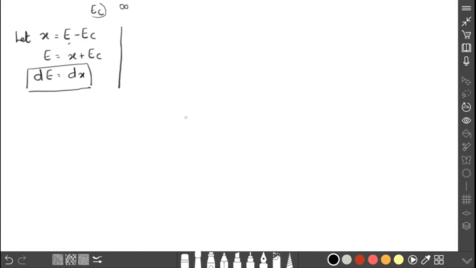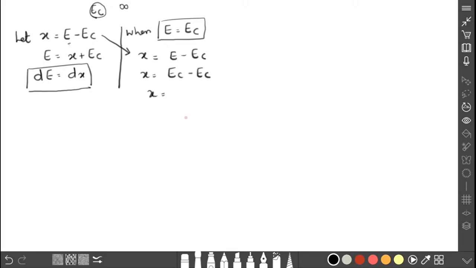So when the energy E is equal to EC, what will happen to x? When energy is equal to the lower limit, you substitute here. x is equal to E minus EC, the same formula I am writing here. What is the E value now? We are considering EC. So x is equal to EC minus EC, so x is equal to 0. So now the lower limit EC is changed to 0.